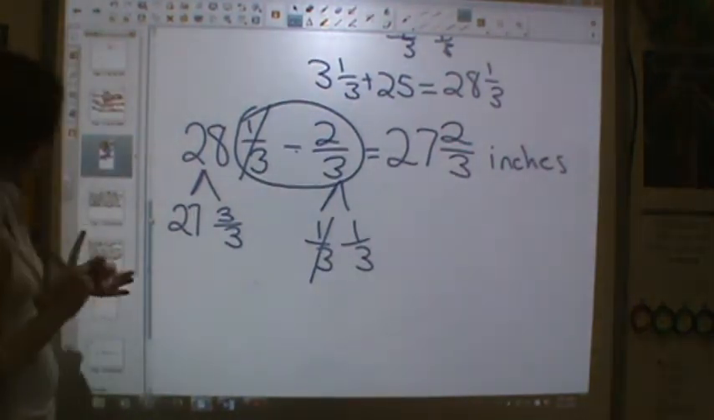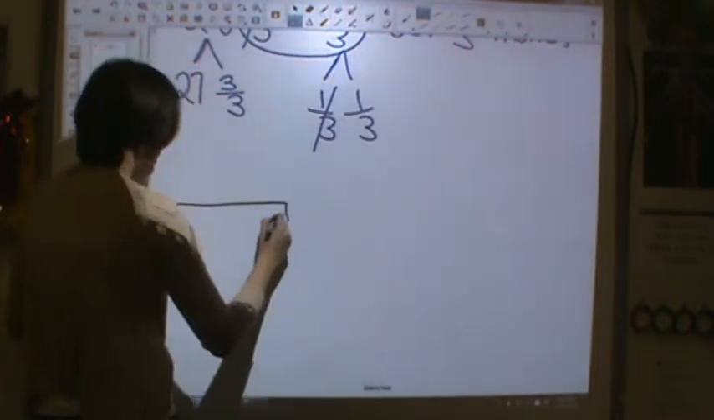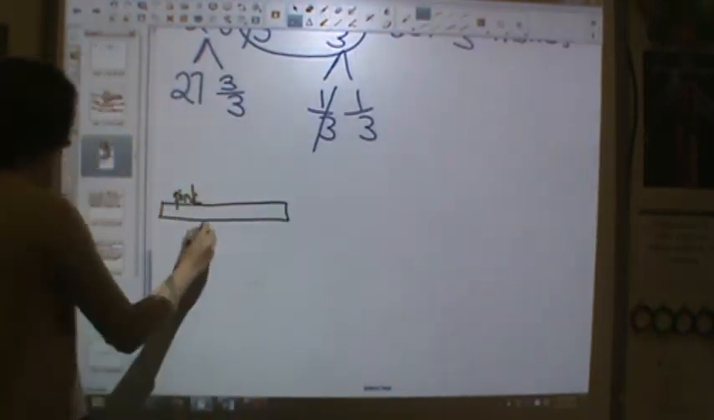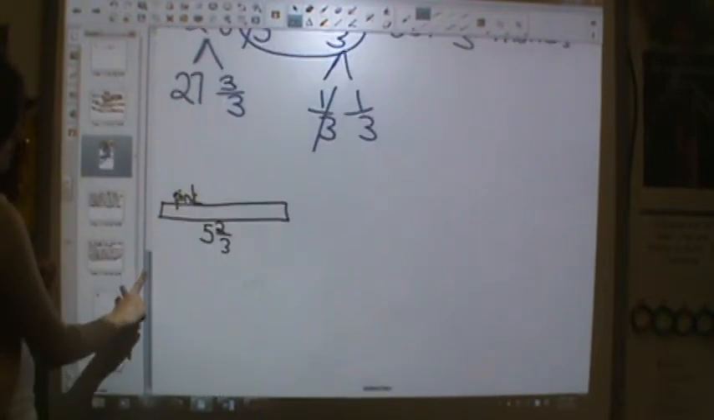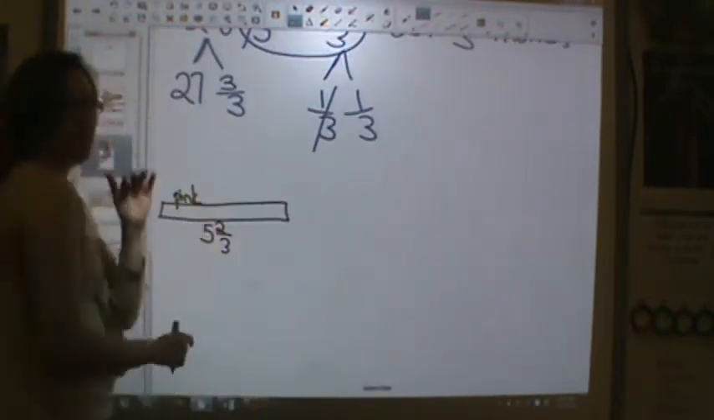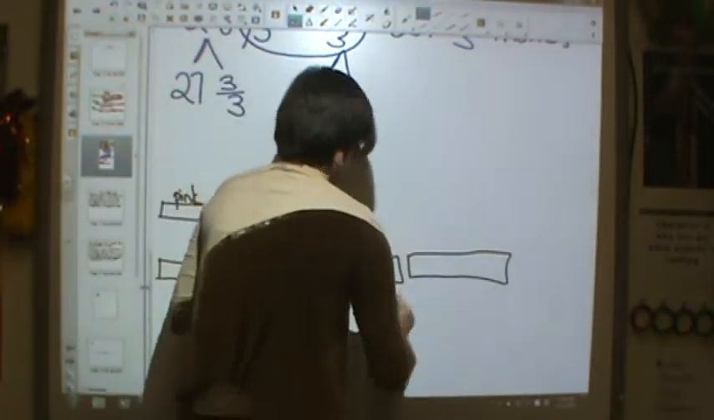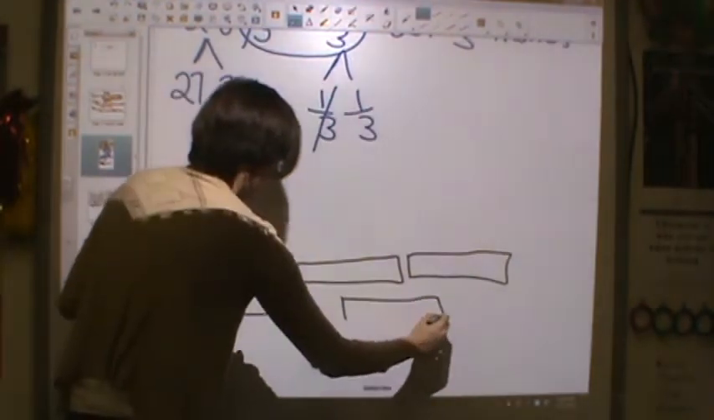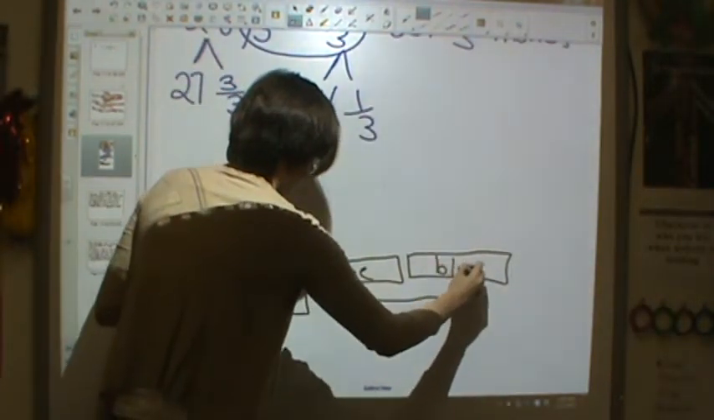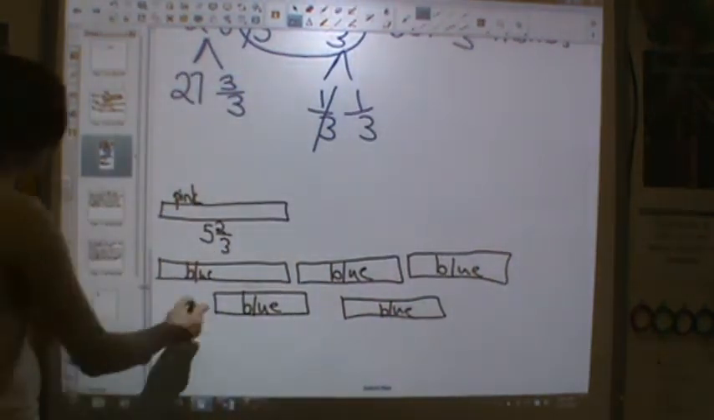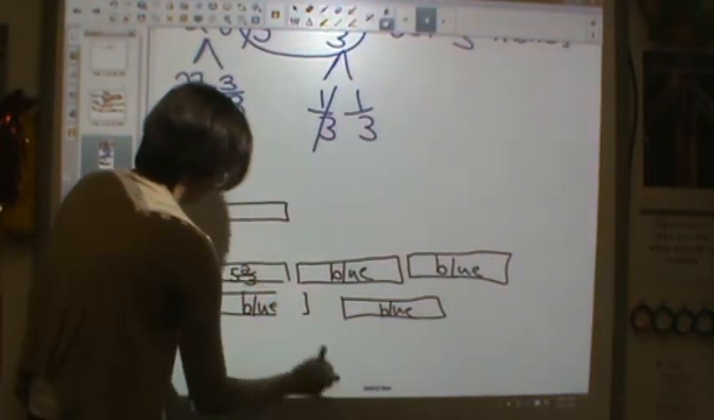So I read, I write, now I have to draw. So for my drawing, what I'm going to do is I'm going to start with my pink piece of yarn. This is pink. And it is 5 2/3 of an inch long. We got that from the problem. Okay? Now I have 5 times that. So this is 1. I have 5 times this in blue. 1 2 3 4 5. And all of these are blue. And they're all equal to 5 2/3. Sorry, it should be 5 2/3.